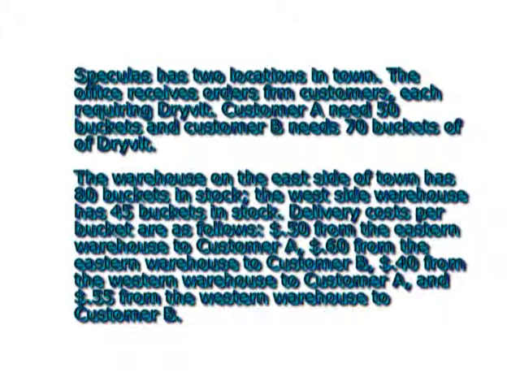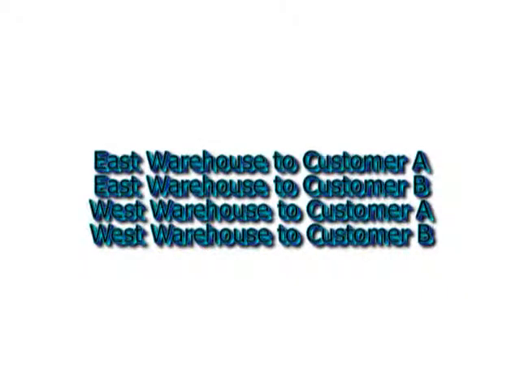Delivery costs per bucket are as follows: 50 cents from the eastern warehouse to customer A, 60 cents from the eastern warehouse to customer B, 40 cents from the western warehouse to customer A, and 55 cents from the western warehouse to customer B. There are 4 things to consider: east warehouse to customer A, east warehouse to customer B, west warehouse to customer A, and west warehouse to customer B.